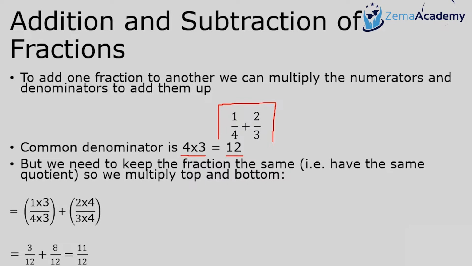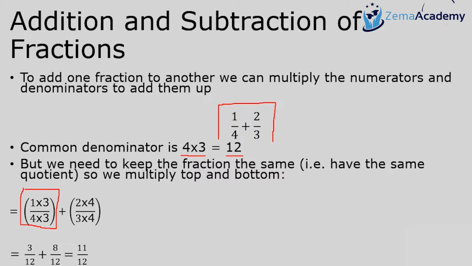We can change the denominator, but if we do that, we have to keep the fraction the same. It needs to have the same information in it, and that means that when you put it into a calculator, you need to get the same quotient out. So what we do is we multiply both top and bottom by the same number. So, first we were dealing with 1 over 4, a quarter, here.